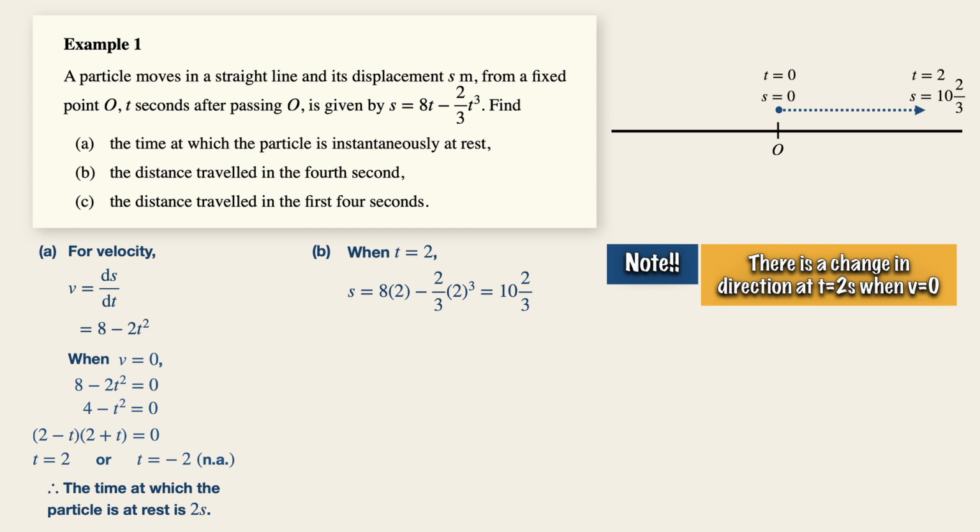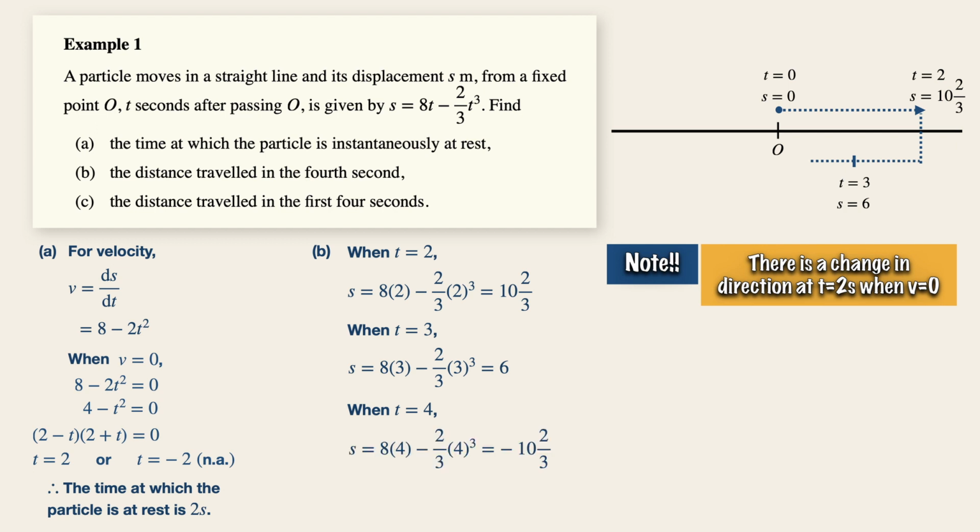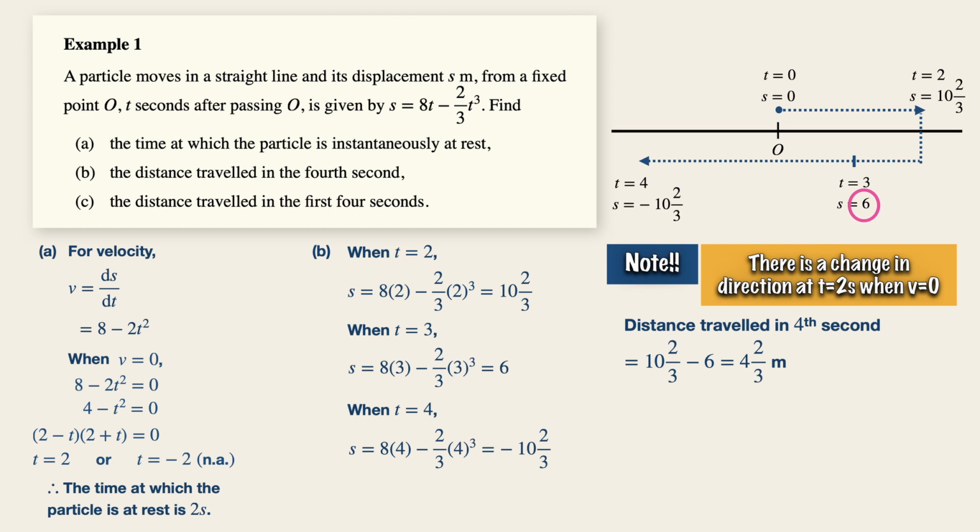So at t is equals to 2, s is equals to 10 2/3 meters. Now at t is equals to 3 seconds, the displacement will be equals to 6 meters. And when t is equals to 4, the displacement is negative 10 2/3. Now with this information, the distance traveled in the fourth second is basically we are taking the absolute value, which is 10 2/3 minus 6, and is equals to 4 2/3 meters.